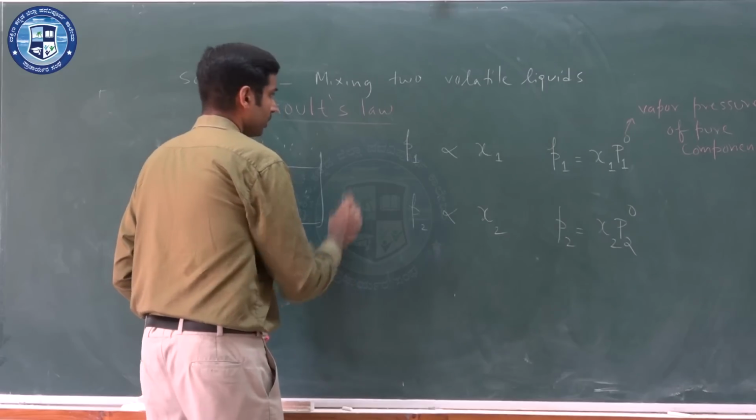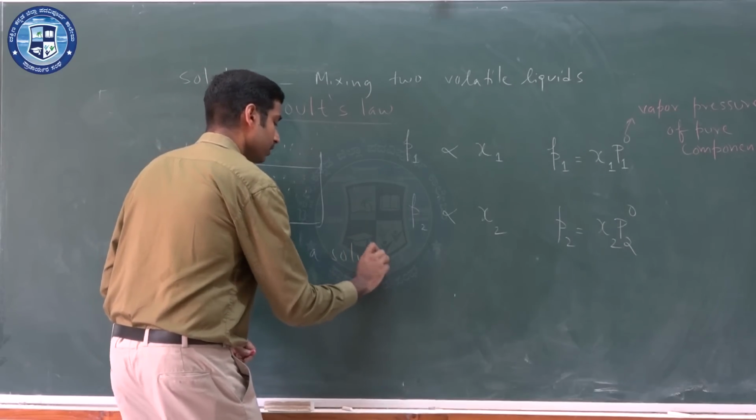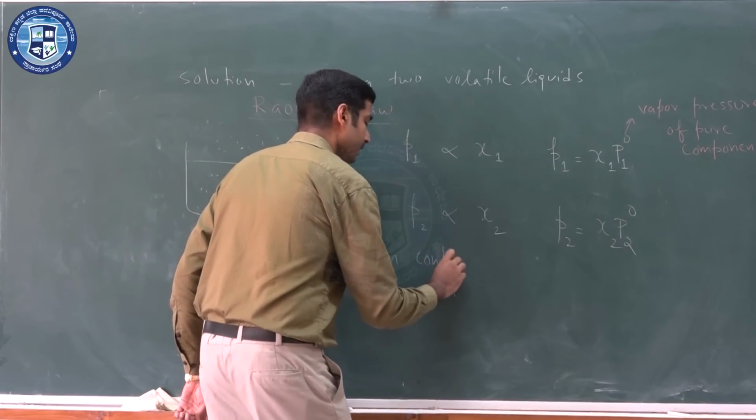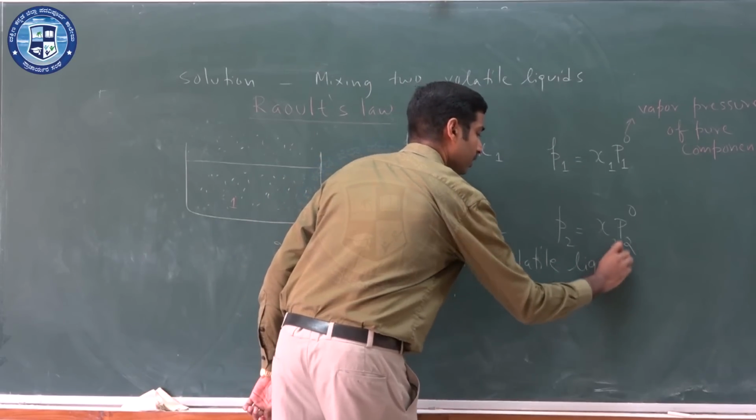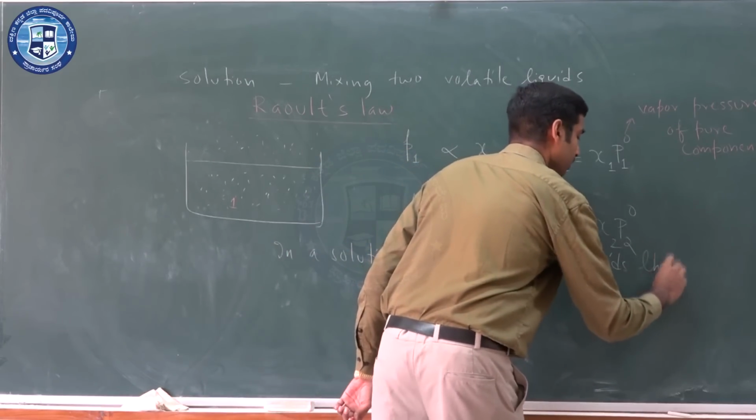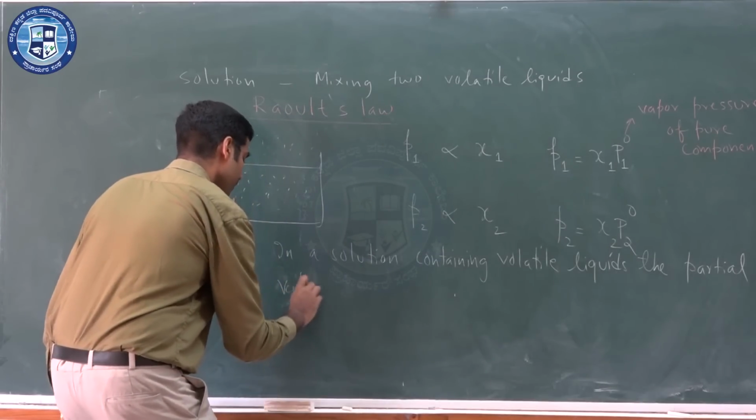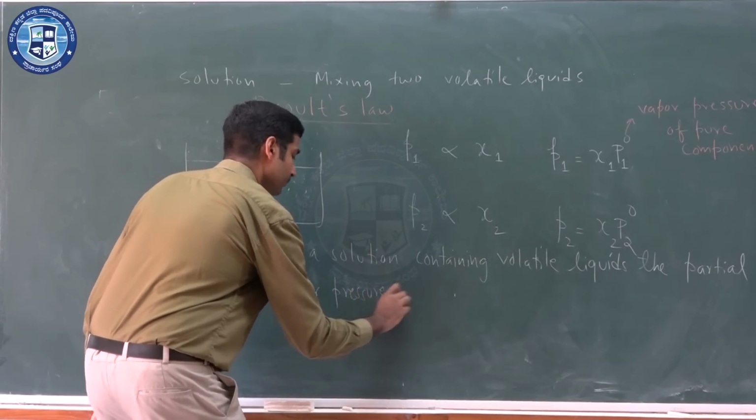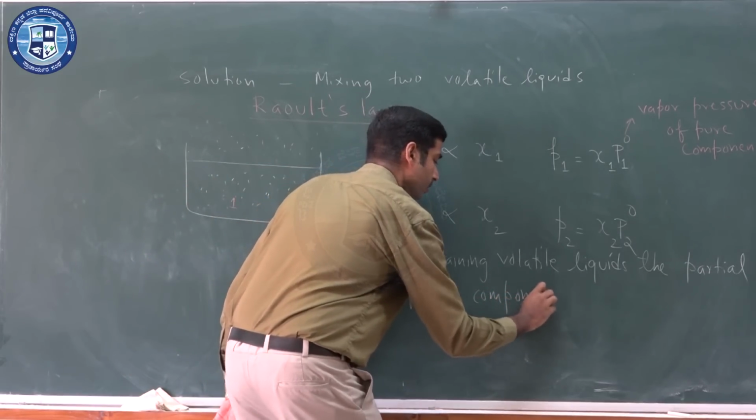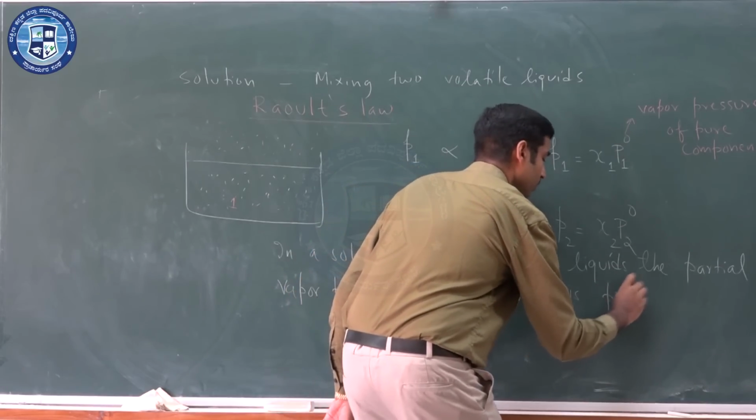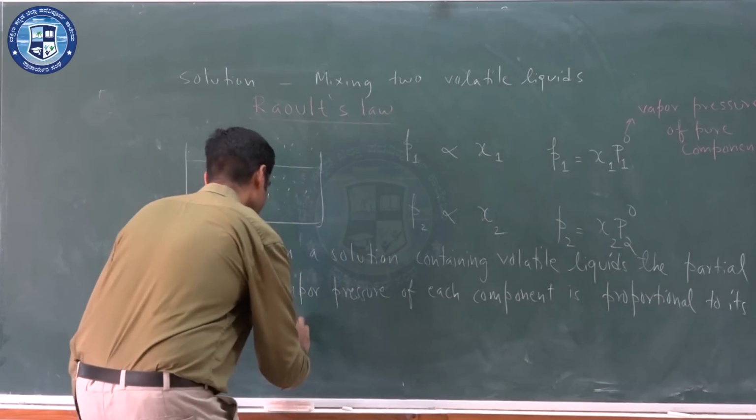In a solution containing volatile liquids, the partial vapor pressure of each component is proportional to its mole fraction in the solution.